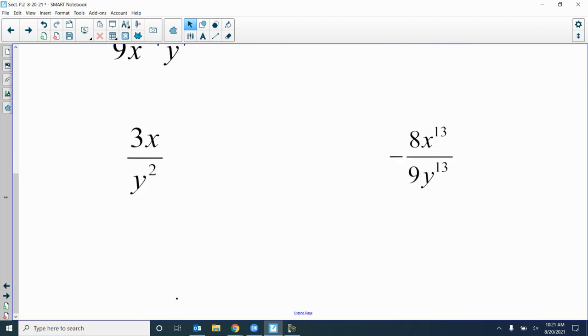So these are the two. Now, obviously, I haven't taught it yet. And if you don't remember, that's okay. We'll go over it. But you get 3x over y squared and negative 8x to the 13th over 9y to the 13th. Okay, so when we're done.